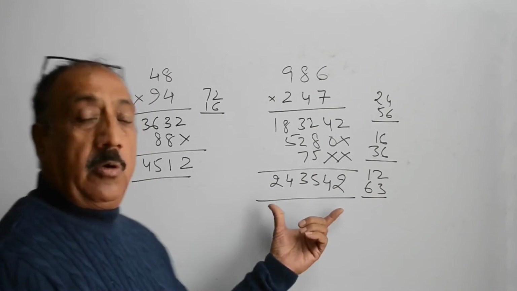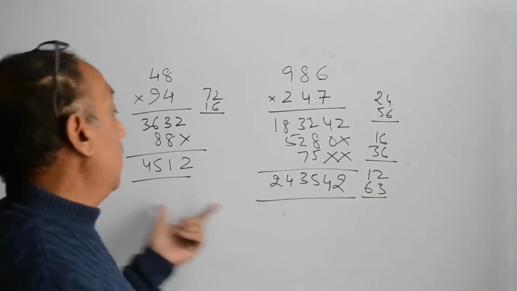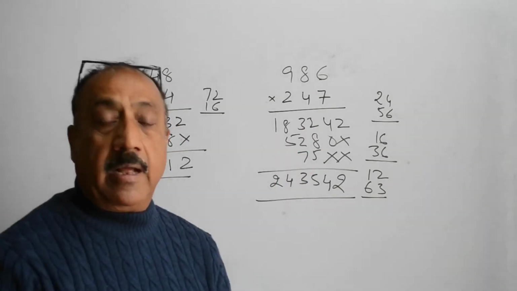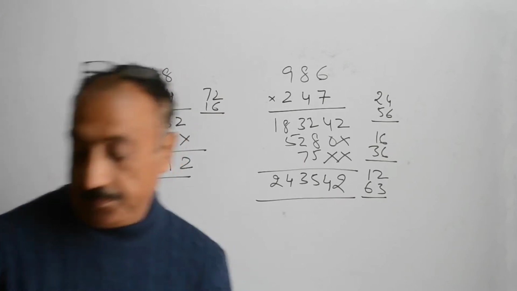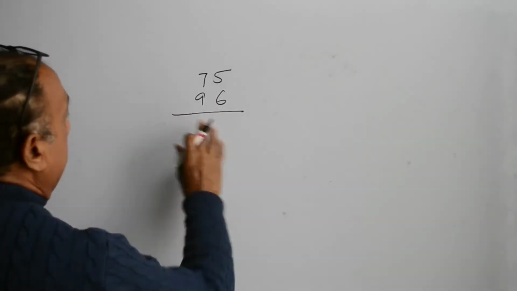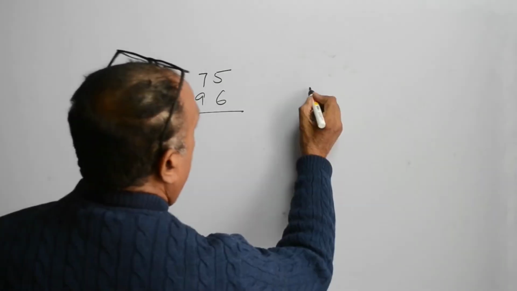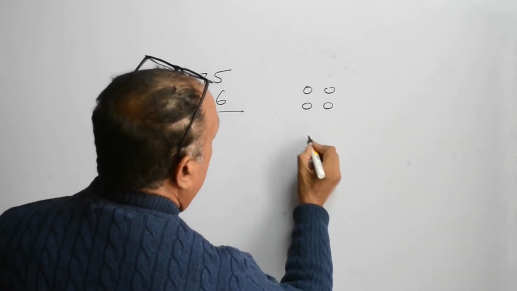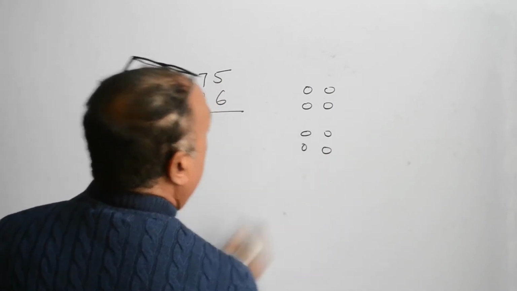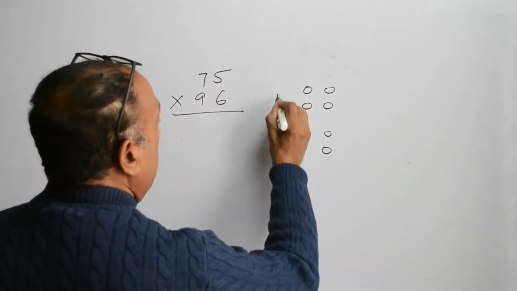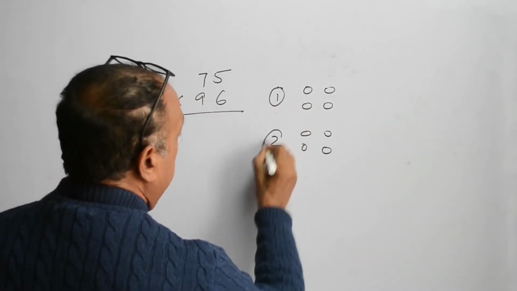So we can do multiplication this fast with the help of a new method. Let us see how it works. We are here multiplying a 2-digit number by another 2-digit number. So 2-digit number is being multiplied by 2-digit number. This is the first step, this is the second step.